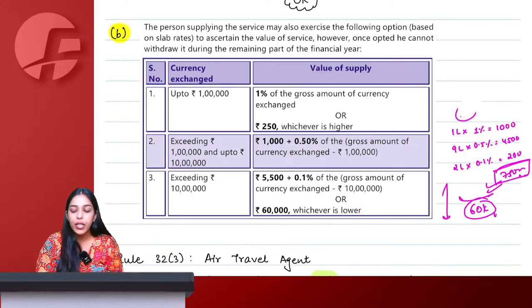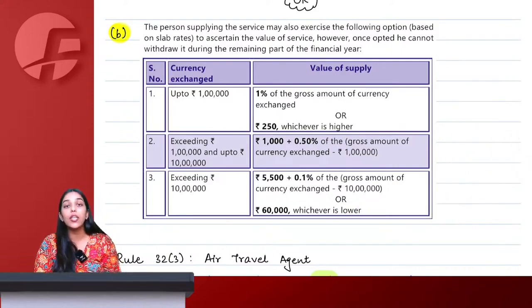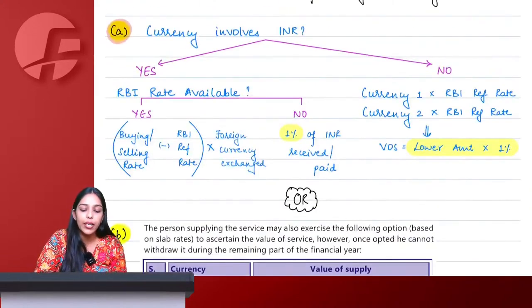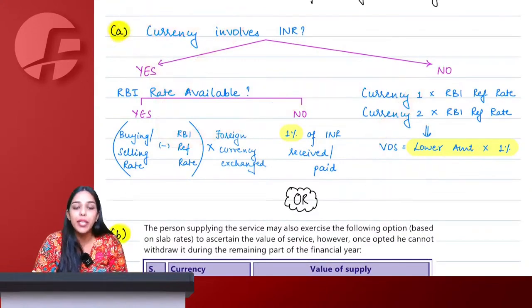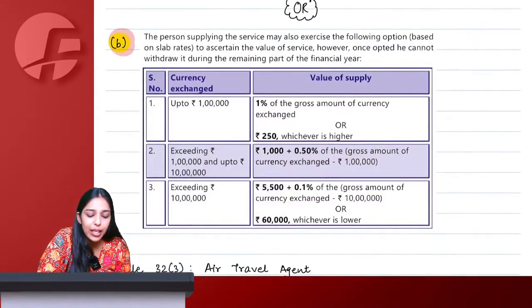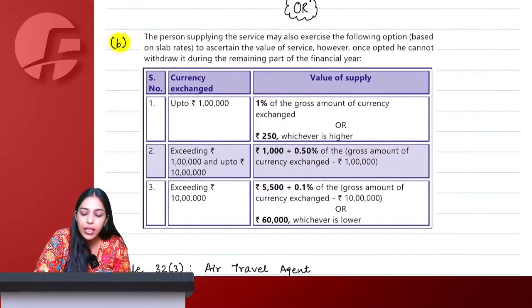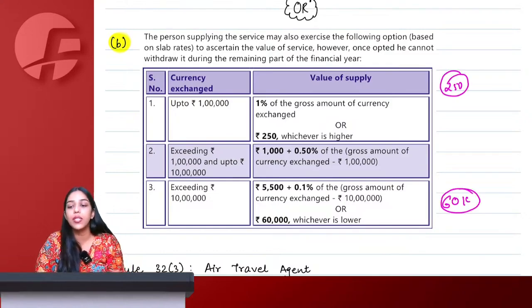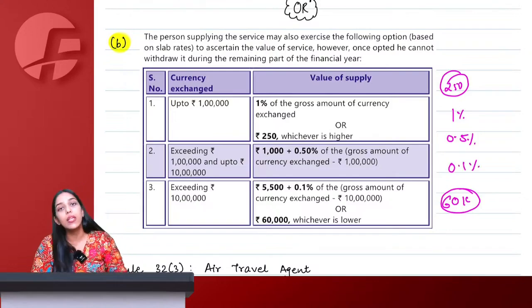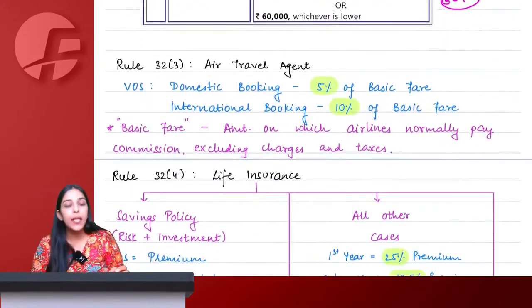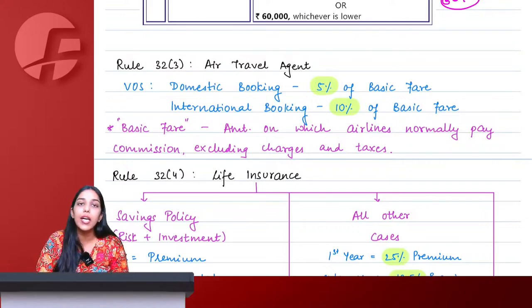So there is no range in 32(2)(a), right? You follow the rules and you get the answer. But for the 32(2)(b) table method, we have a range: the minimum answer will be 250 and the maximum answer will be 60,000. Up to 1 lakh 1%, more than 1 lakh 0.5%, and more than 10 lakh I will take 0.1%. Right. Then 32(3) talks about the air travel agent.